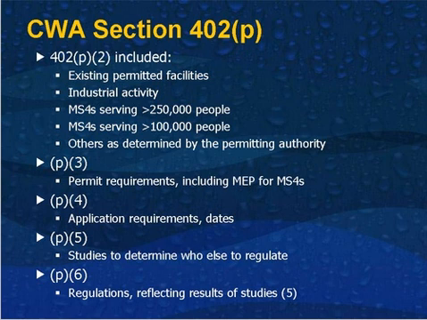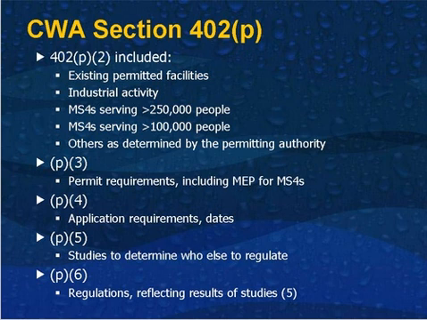These are often called the Phase 1 sources. It was folks that already had permits for their stormwater discharges, and those continued to be regulated. It defined industrial activities. There are categories of industrial activities, and this includes construction greater than 5 acres. It also included large municipal separate storm sewer systems and medium. A large system is greater than 250,000 people, and a medium is greater than 100,000 people.